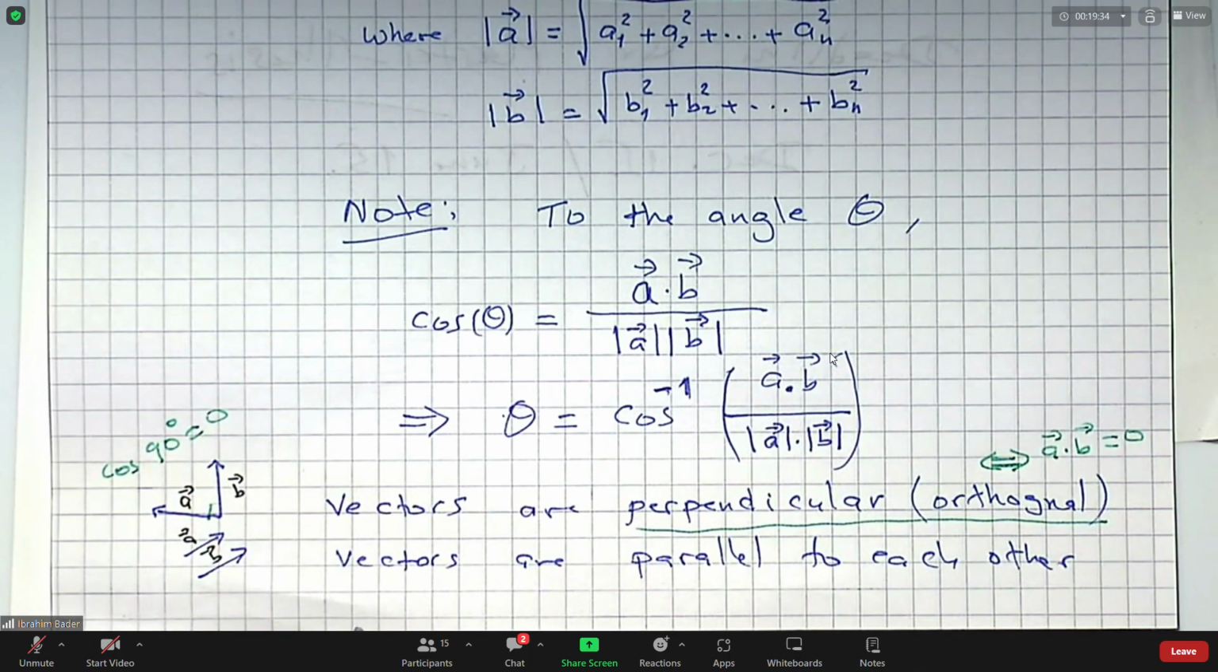However, if they are parallel, what is the angle between the two parallel lines? It is 0, right? And what is cosine of 0?